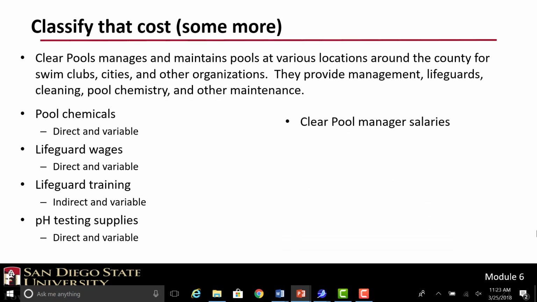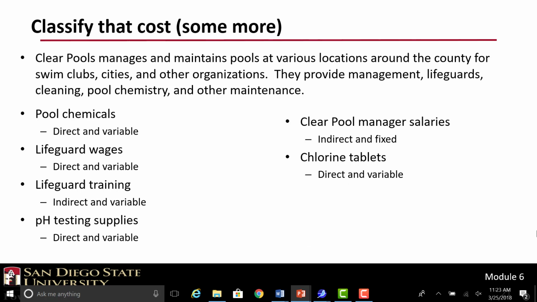So then we have the Clear Pools manager salary. So think of it as each pool or each set of pools probably needs a manager, and those salaries associated with the manager are an indirect cost and probably viewed as fixed, meaning at a minimum it would be step, but probably fixed because probably you distribute managers across a number of pools. Chlorine tablets, that's a lot like pool chemicals. I'd view those as direct and variable.